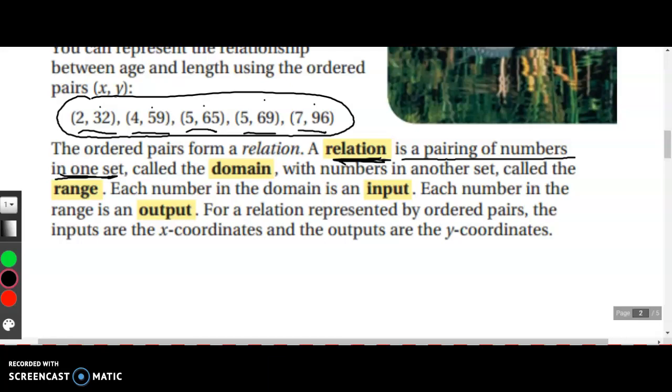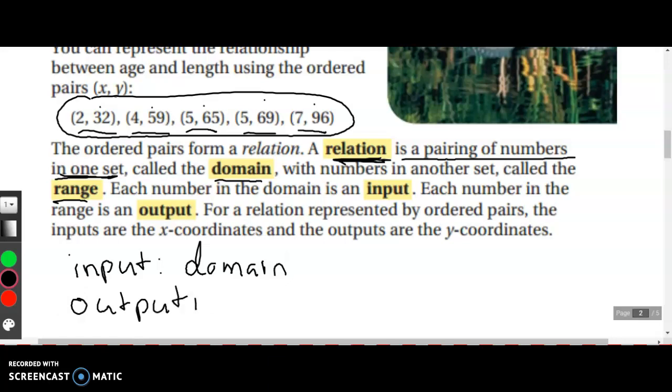We have two parts. We have the domain and we have the range. And we're going to be talking about each of those today. The input is the domain, and the output is the range. Now, the inputs are x coordinates.